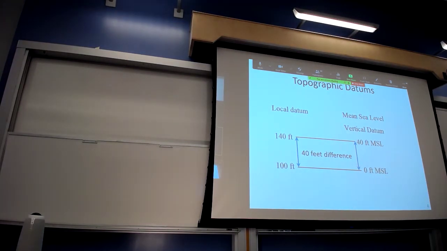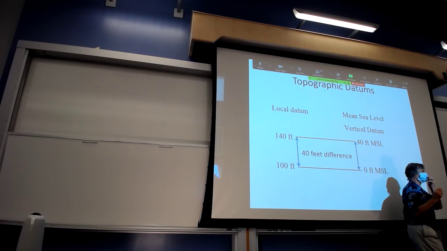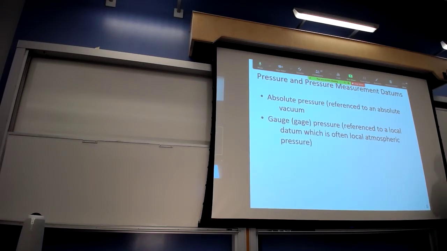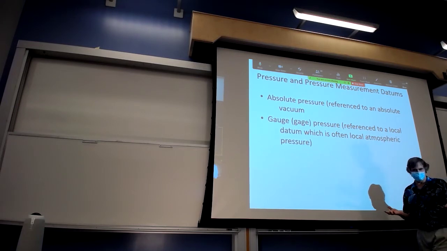And again, irrespective of the datum, changes in elevation between 2 points will always be the same. What's different is the number you use for the recording, whether it's a local datum or an absolute datum. So similarly, pressure has 2 datums.